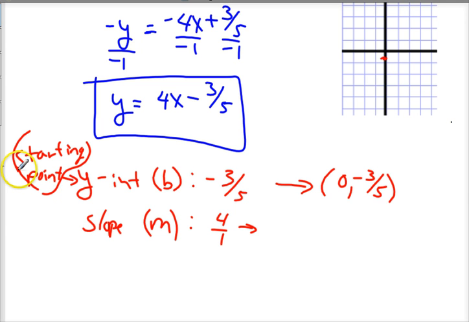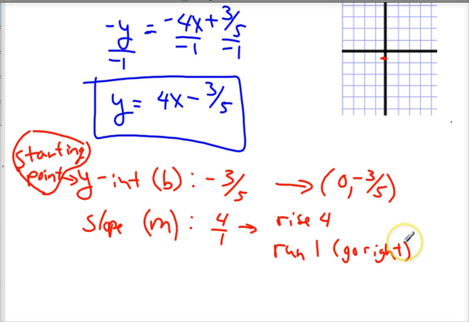It's your starting point. Then from there, you're going to go rise 4, run 1. Now, I would always go right. If it was negative, I would put it with the top. If there was any negative here, I would put it at the top of the 4, and then I would always run 1, which means go right. We're always going to run to the right.